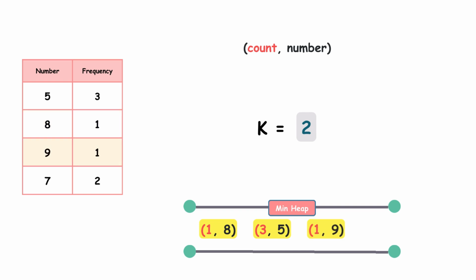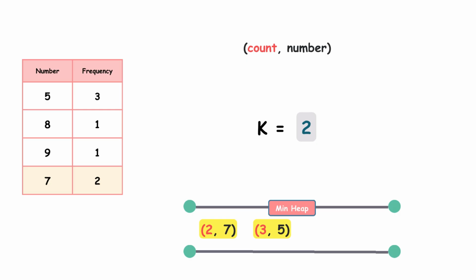The heap size has exceeded k, which is 2, so we heap pop the topmost element, which will be 1 and 8. Next, we push 2 and 7. Again, the heap size exceeds k, so we heap pop the topmost element, and this time it's 1 and 9. And that's it. We are left with top k most frequent elements, which is 7 and 5, and that's our answer.